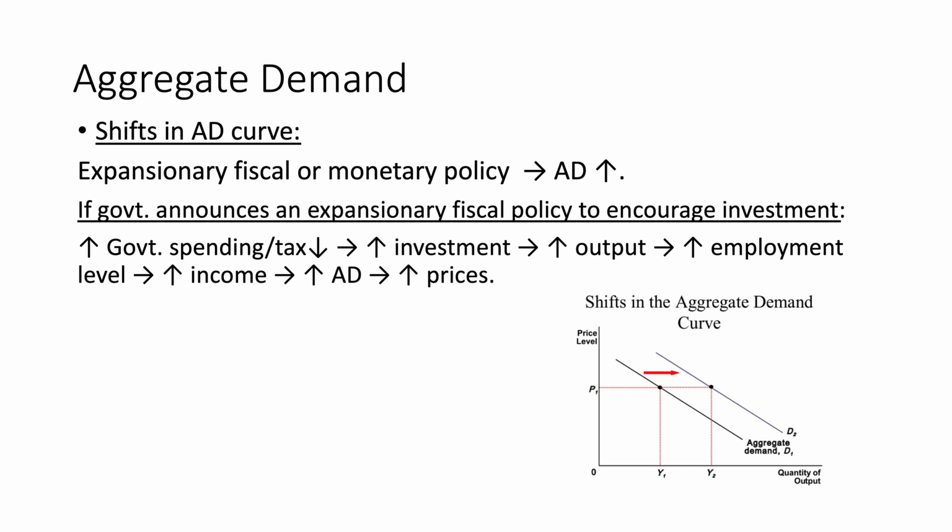Let's observe an example. Say the government announces an expansionary fiscal policy to encourage investment, which means that either by increasing government spending or by reducing tax, it encourages investment. That leads to higher output, higher employment, higher income, higher aggregate demand. Previously we were considering demand, because we had not yet discussed aggregate demand. Now we replace that concept of demand with aggregate demand, and the prices increase. The diagram shows that there is an upward shift in the aggregate demand curve.